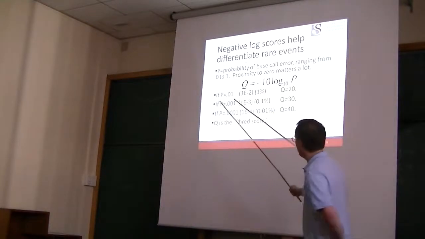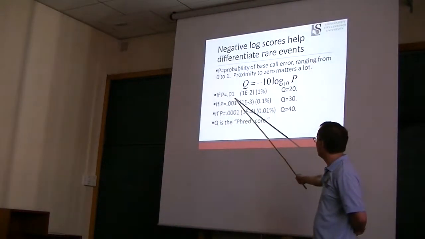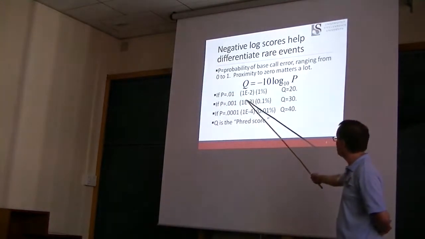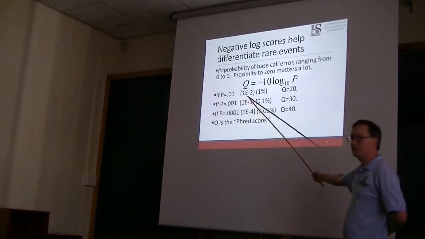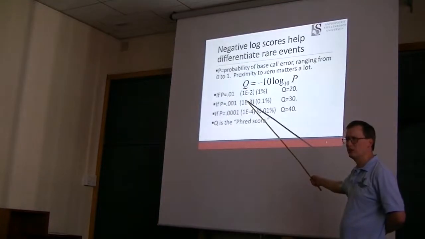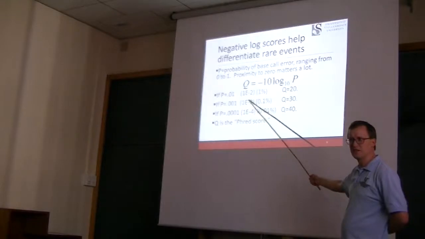So, if our probability of error is 0.01, that means that we have a 1% chance that this base call is bogus. We would express that as 1 times 10 to the minus second. Everyone knows that when I see a 1e minus 2, I mean 1 times 10 to the minus second power. We've seen this notation. That's great.